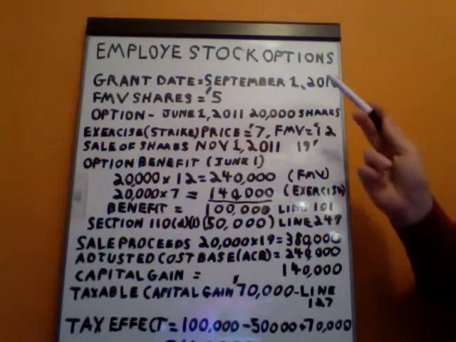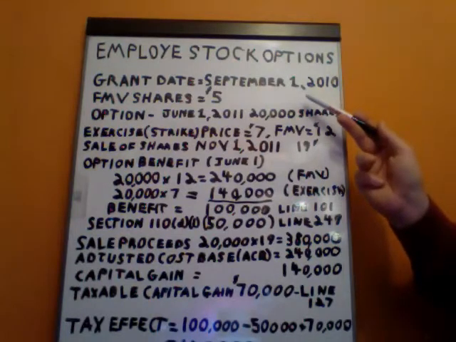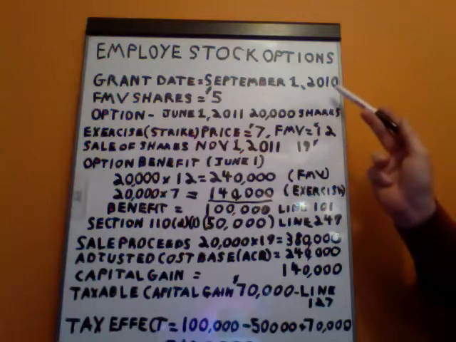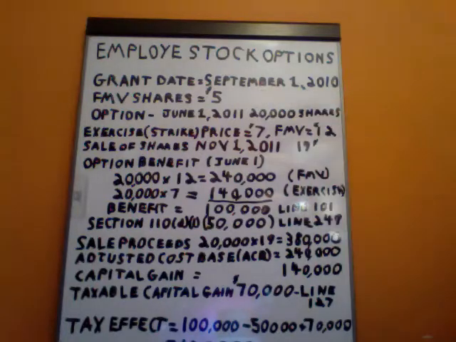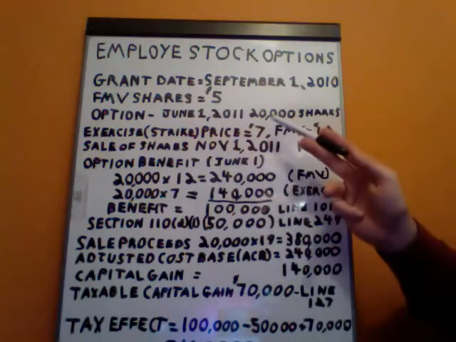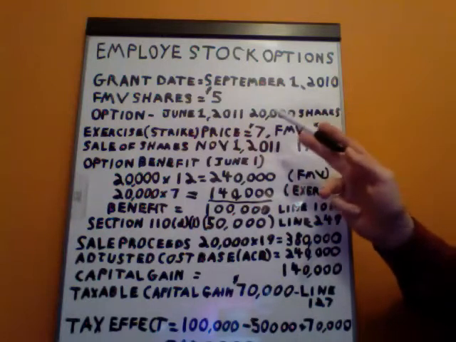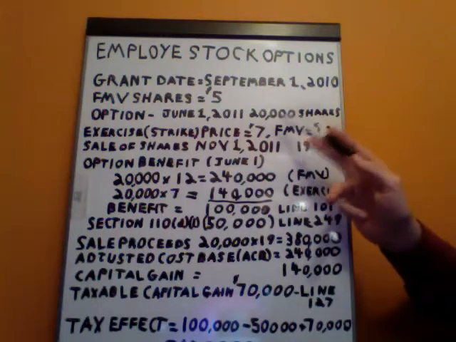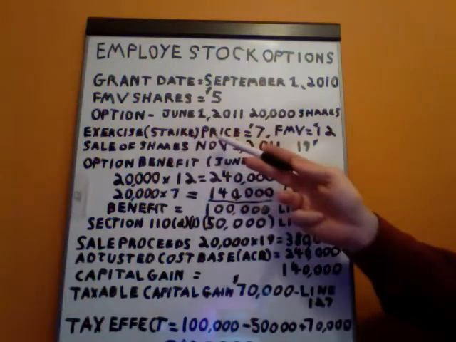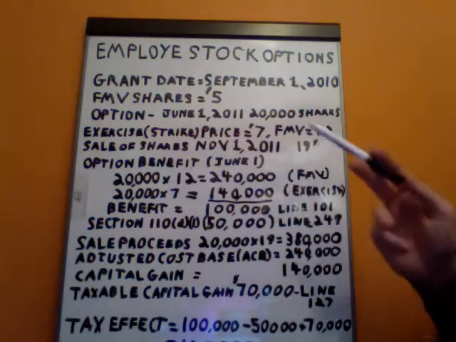So the fair market value of the shares of Apple Corporation on the date of grant of his option, September 1st, 2010, is $5. Now, his options vest June 1st, 2011. He has the right to purchase an additional 20,000 shares of Apple Corporation. The exercise price that he can purchase them at is $7.